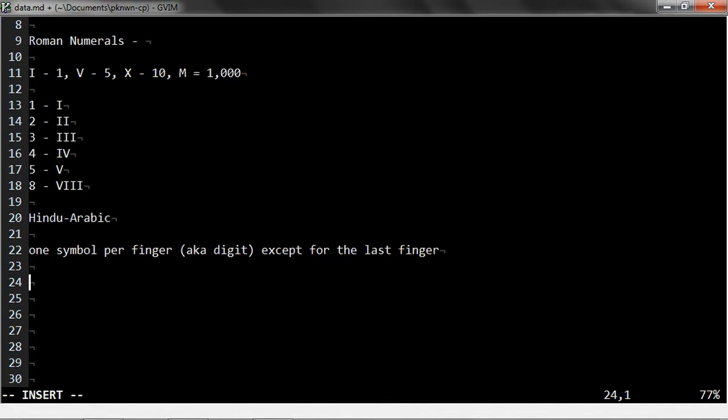Ano ibig sabihin nito? So, kung yung 1 natin, isang finger. So, 5 limang fingers. Pagdating natin sa 9, pagdating sa 10, wala tayong simbolo. Wala tayong isang single na simbolo para sa 10. Wala tayong random na symbol para sa 10. Instead, pag umabot tayo sa 10, babalik tayo sa gagamitin natin is yung 0, which is wala.